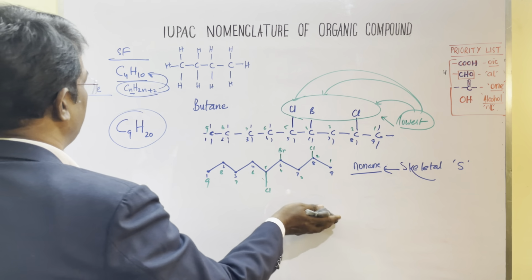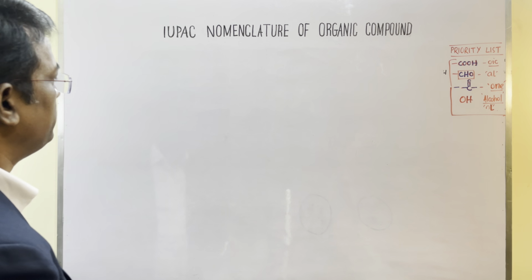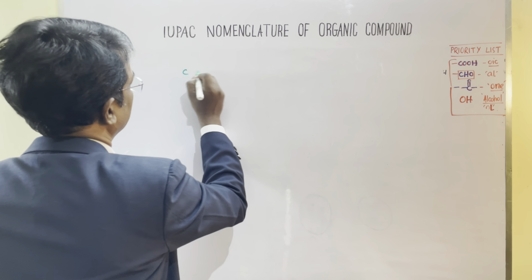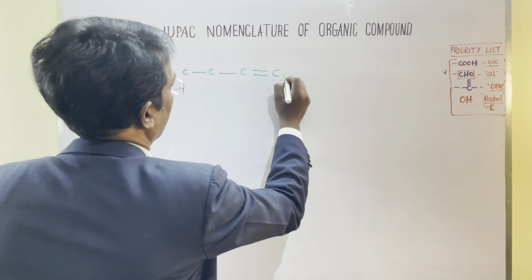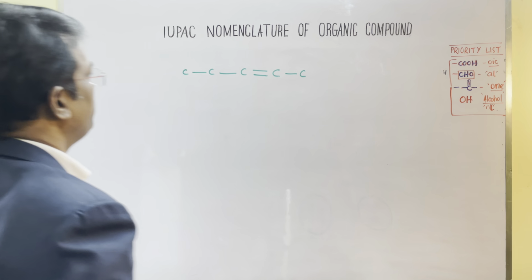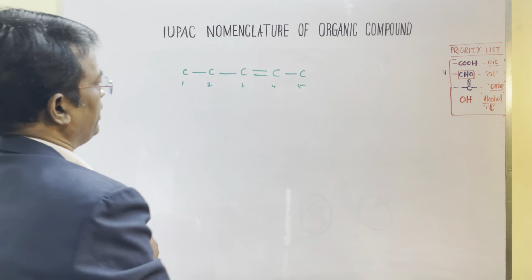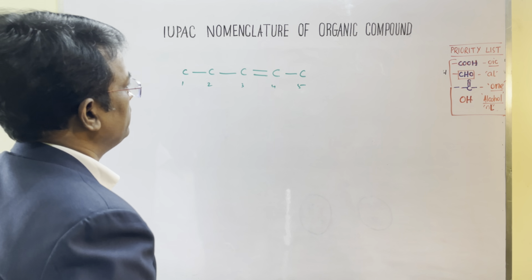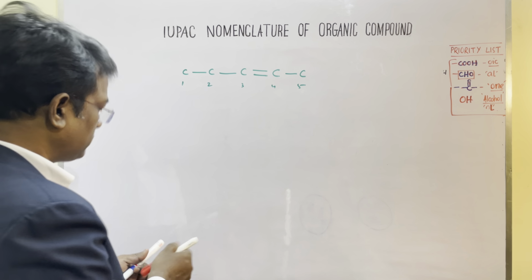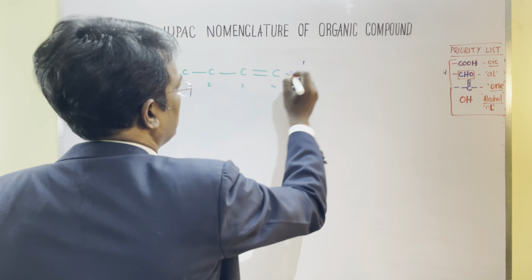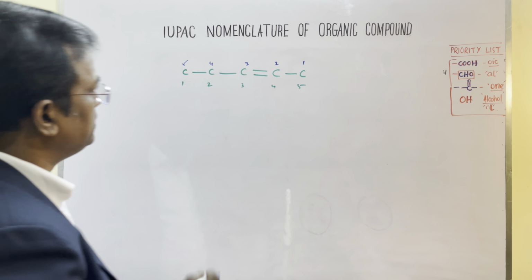Now I need space here. Now let's try for alkene and alkyne. We include the double bond and triple bond here. C, double bond, C here. If I start numbering from here, 1, 2, 3, 4, 5. There are 5 carbons here. We know double bond means alkene. They fall into the category of alkene. And also 1, 2, 3, 4, 5. So it's definitely a case of pentene.